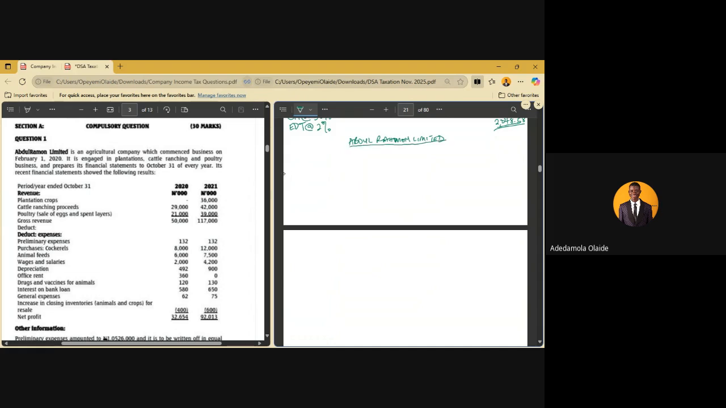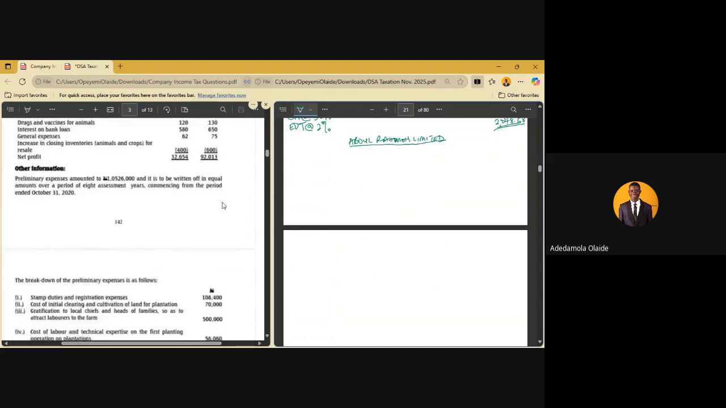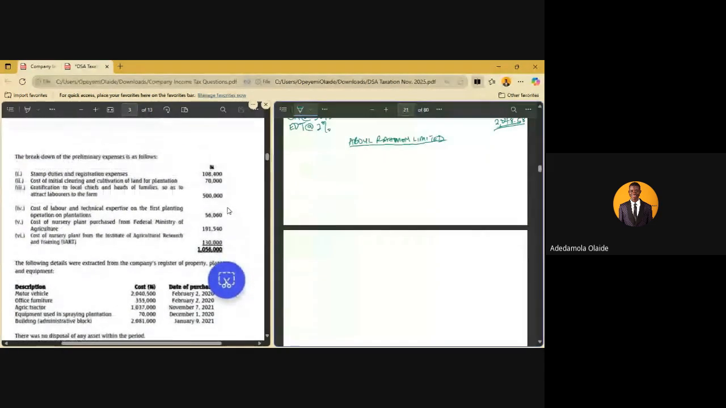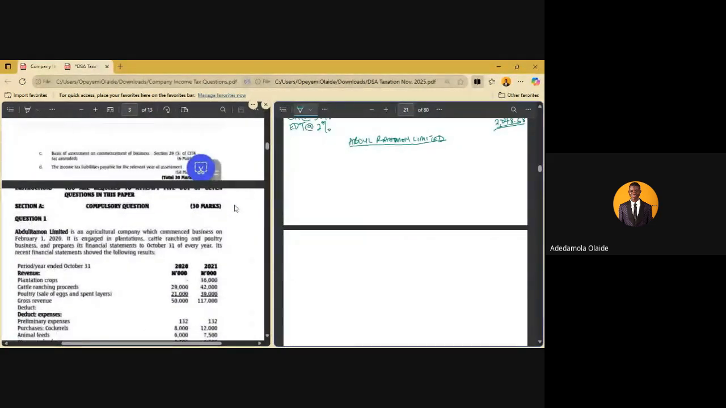The first thing we are asked to do is to compute capital allowance. And looking at the information given, the business is just commencing operation. So to do capital allowance, we'll have to do determination of basis period and QCE allocation for the relevant assessments.